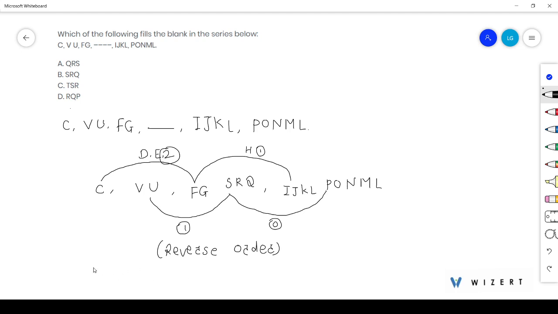Okay, so our given sequence will be like C, VU, FG, then SRQ, IJKL, and then PONML. So our correct option is option B, which is SRQ.